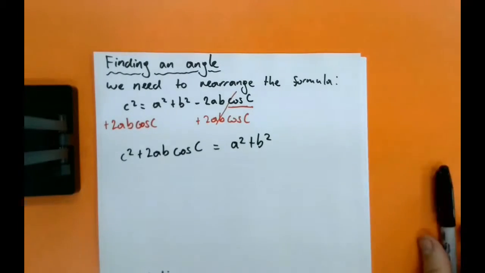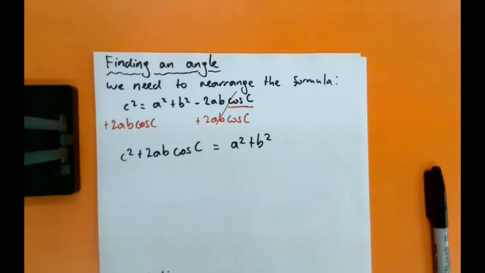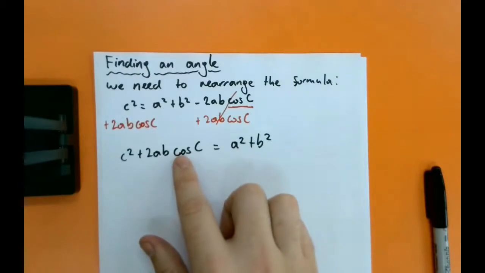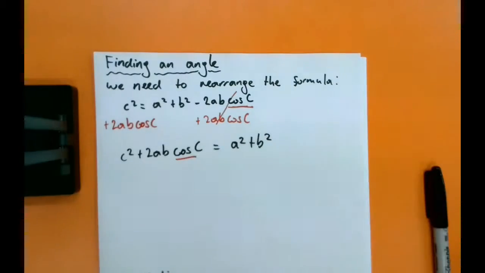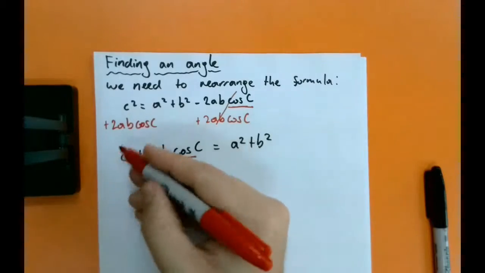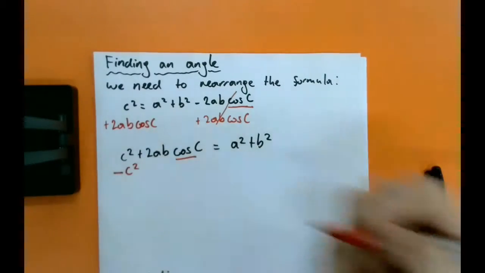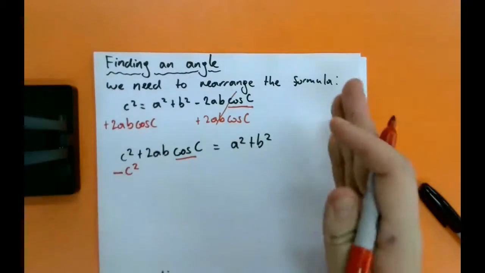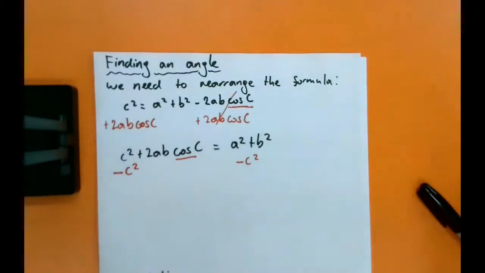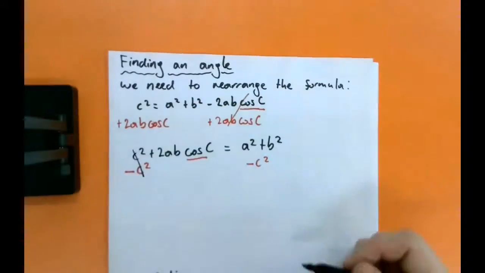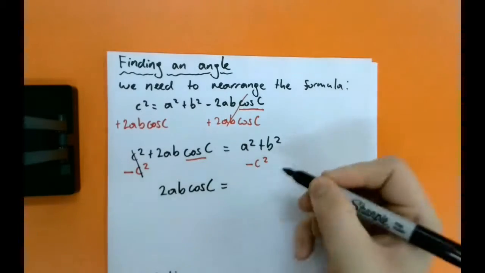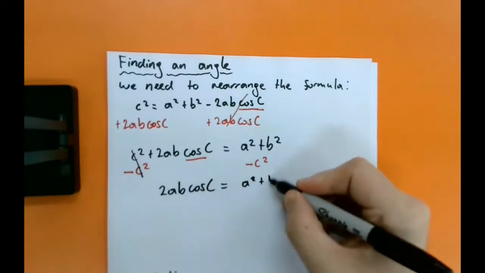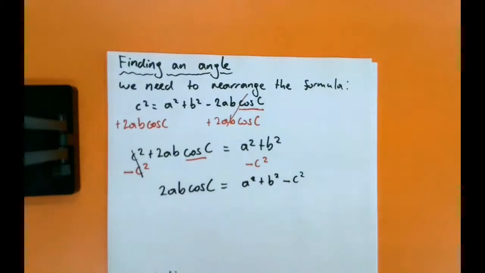Now what I need to do is start solving this equation to get rid of all of these unnecessary bits near the cos c. Remember, we're trying to find this particular thing in our equation. So the next thing I'm going to do is get rid of c squared. Now this is a positive c squared, so the inverse operation will be minus c squared. And what I do to one side, I do to both. So I minus c squared off my right hand side as well. These two will cancel. I'm now left with 2ab cos c is equal to a squared plus b squared minus c squared. Alright, we're nearly there.